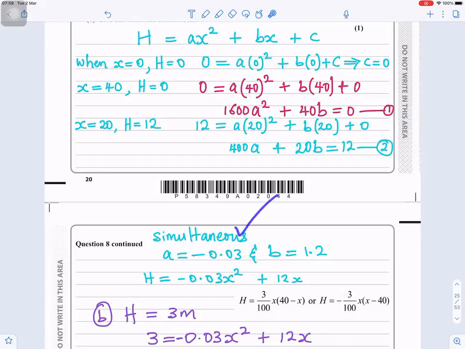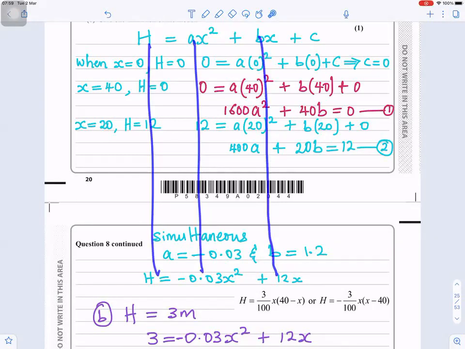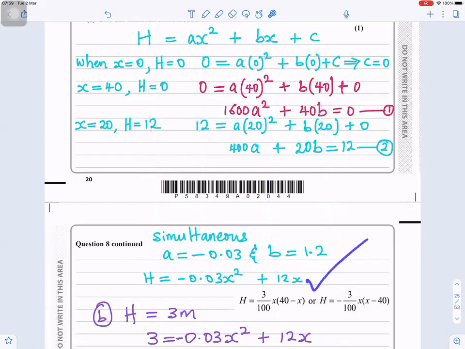So we call that equation 1, call that equation 2. And we can solve the two simultaneous equations using your graphics calculator. And you will get a to be minus 0.03 and b to be 1.2. So now you can write it as h is equal to minus 0.03 x squared plus 1.2x, and our c is 0. So that's your quadratic equation there.